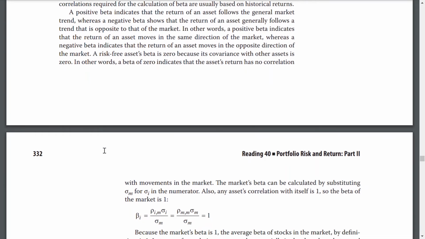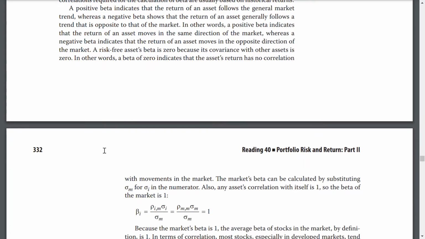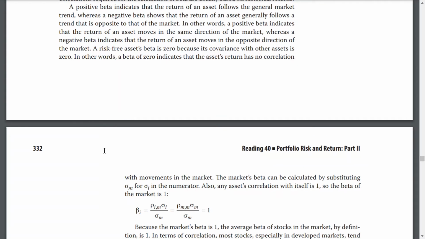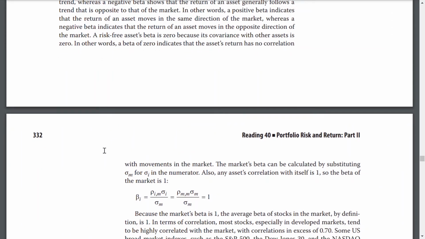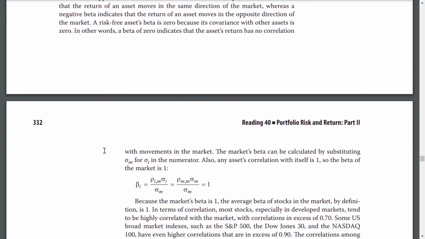The variance and correlation required for the calculation of beta are usually based on historical returns. A positive beta indicates that the returns of an asset follow the general market trend, whereas a negative beta shows that the returns of an asset generally follow a trend that is opposite to that of the market. In other words, a positive beta indicates that the returns of an asset move in the same direction as the market, whereas a negative beta indicates that they move in the opposite direction of the market.